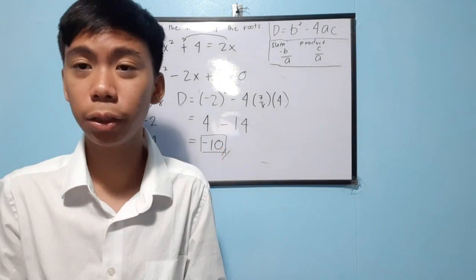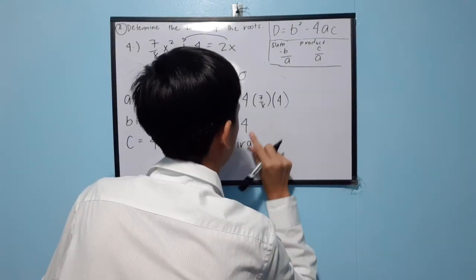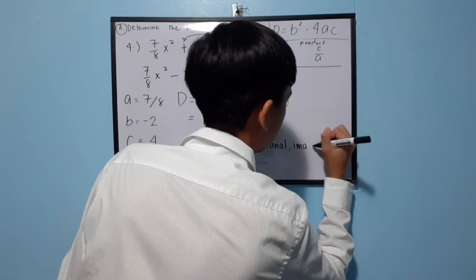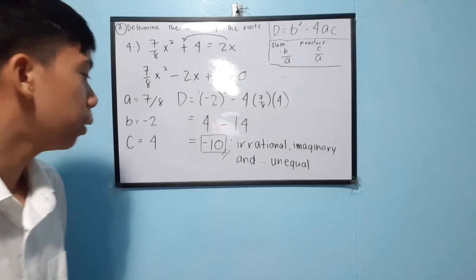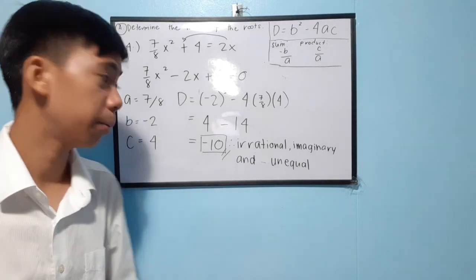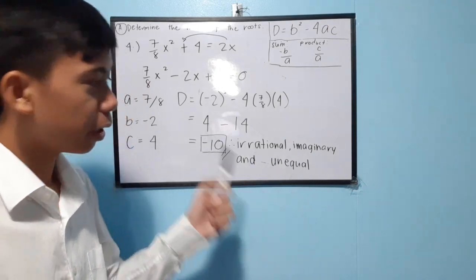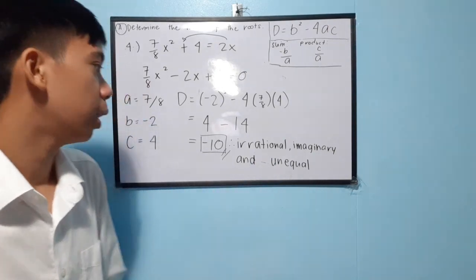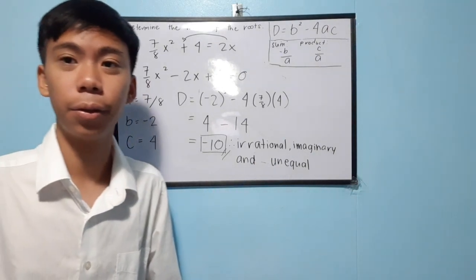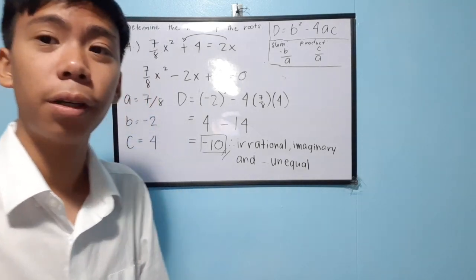So now we need to determine the nature of the roots. Negative 10 is irrational because it's not a perfect square because it's negative, and imaginary and unequal because it is less than 0. So now, let's find the sum and product of the example.